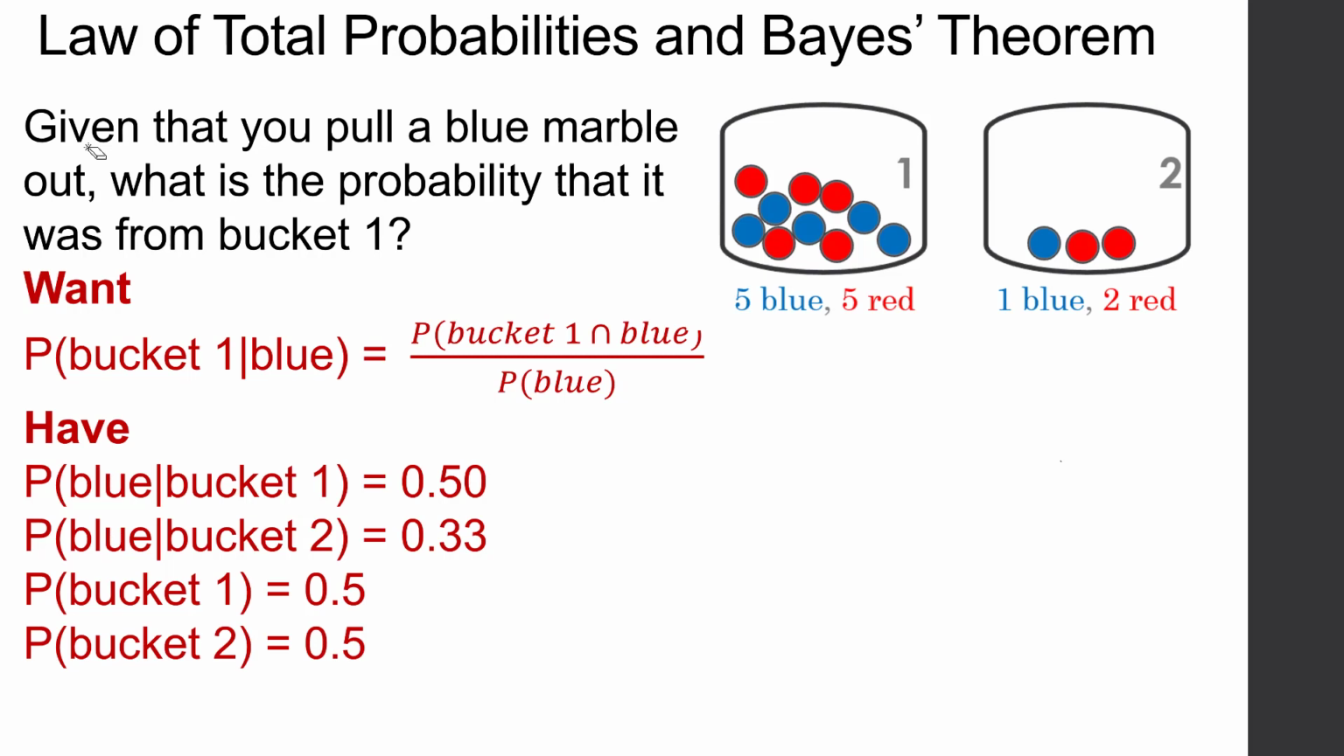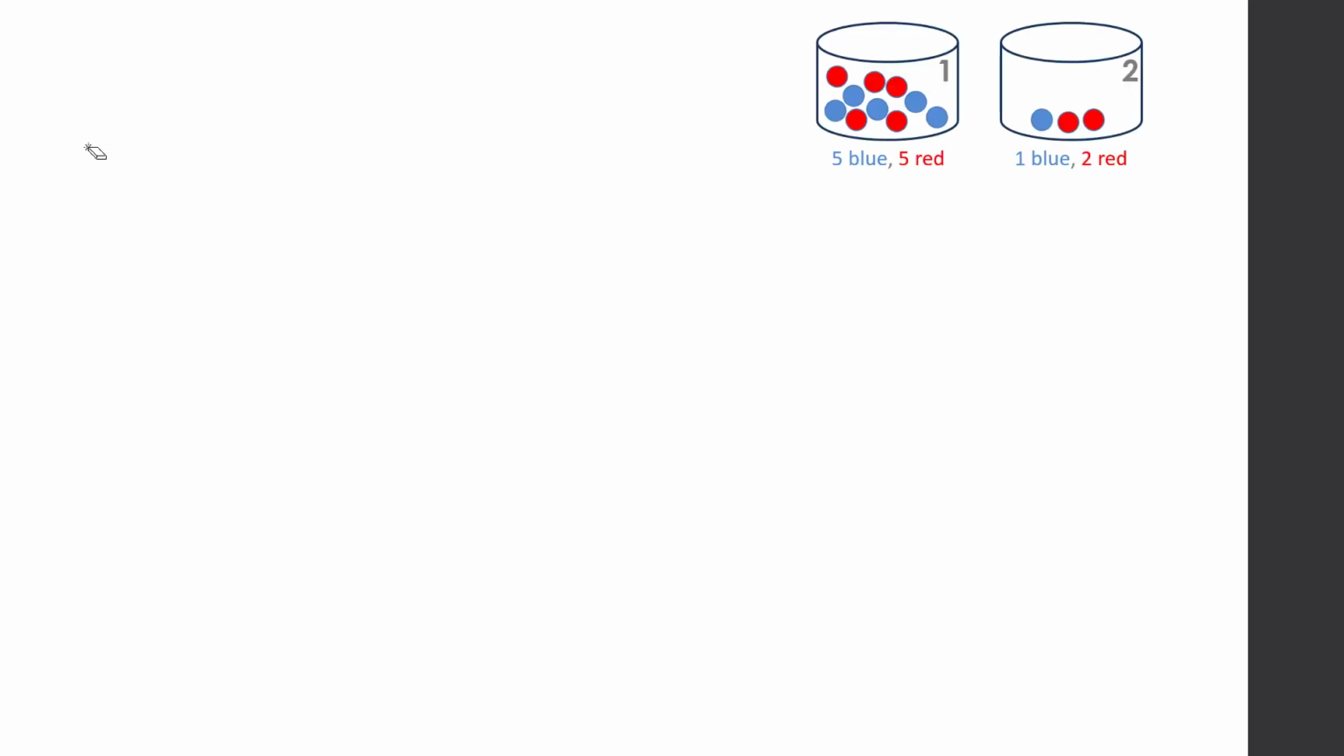So we know what we want, we know what we have, and now let's figure out how to put these together to get our answer. So we're going to use a tree diagram. For our tree diagram, we're going to start out our branches as our condition.